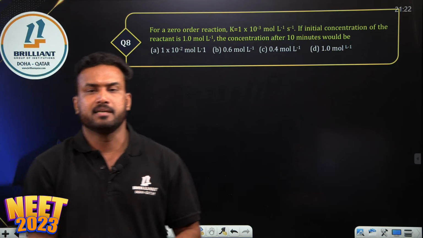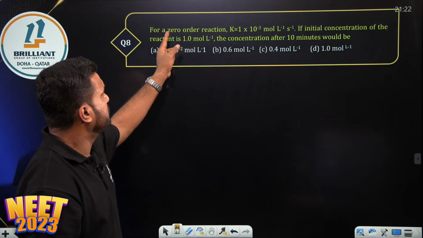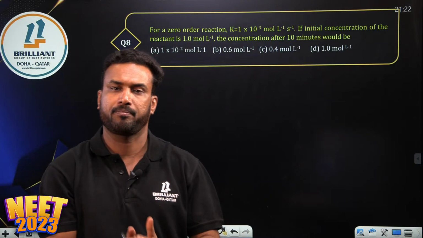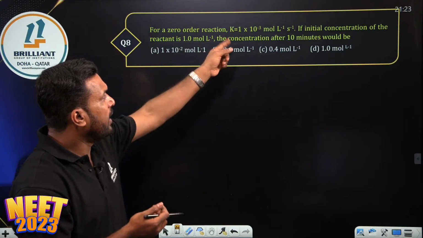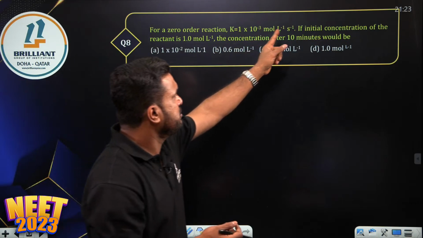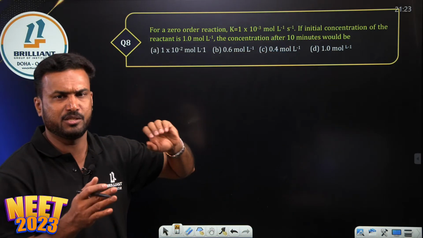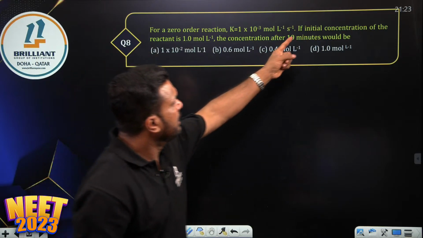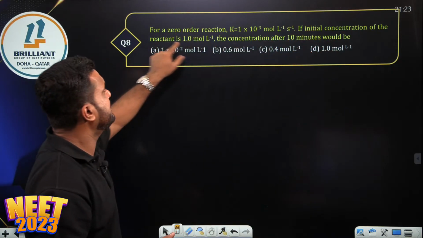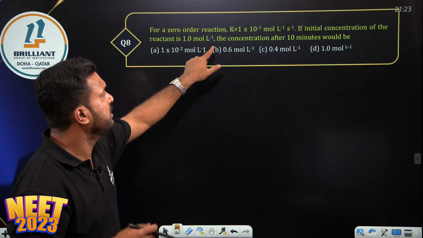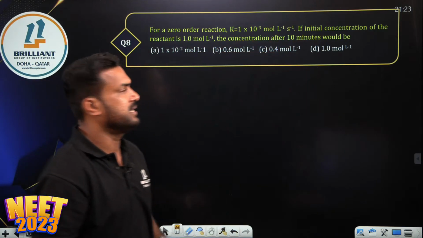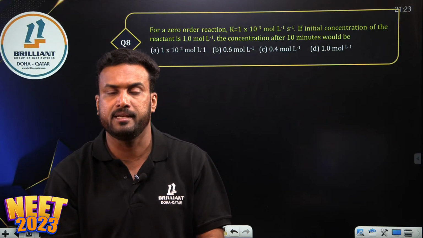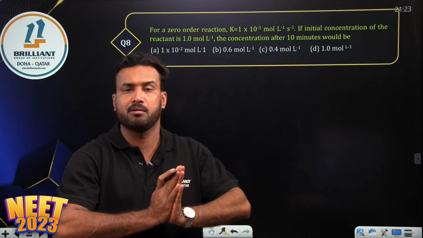See, this is another type for 0 order. For a 0 order reaction, the rate constant K has been given. What is the rate constant value? 1 into 10 power minus 3 mole liter raised to minus 1, second raised to minus 1. Rate constant has the same unit of rate in 0 order. So if the initial concentration of the reactant is 1 mole liter raised to minus 1, the concentration after 10 minutes. For a 0 order reaction, they are asking how much concentration will be there after 10 minutes. So what do you need to calculate?